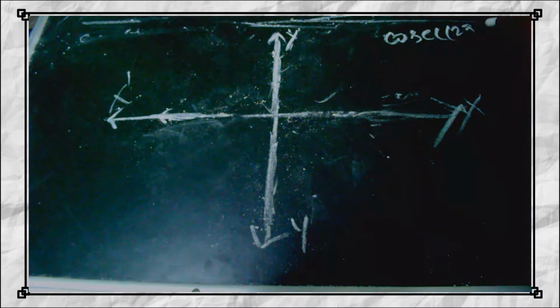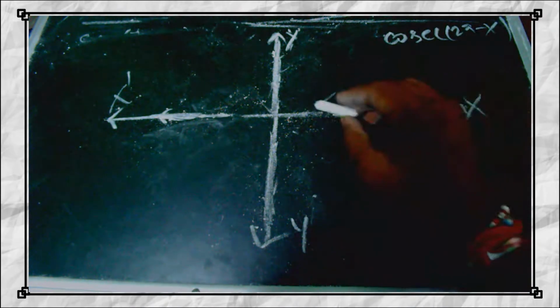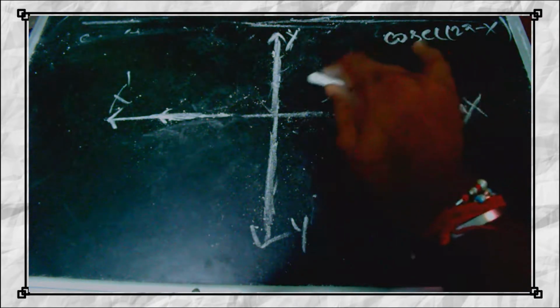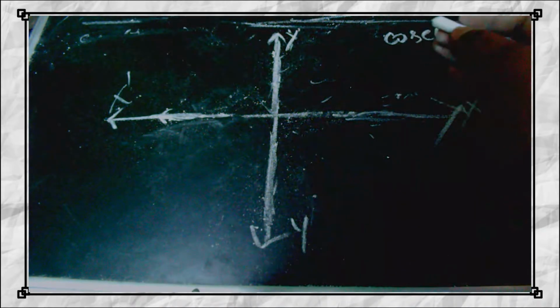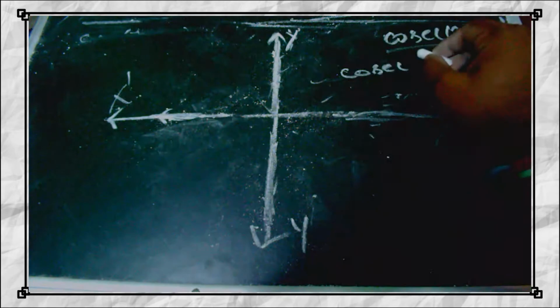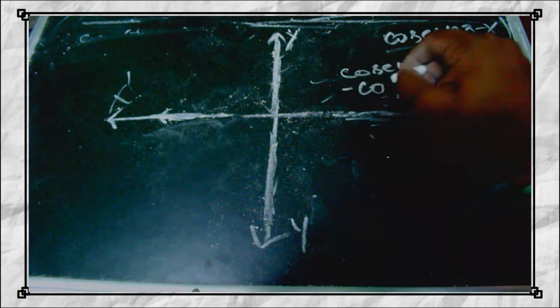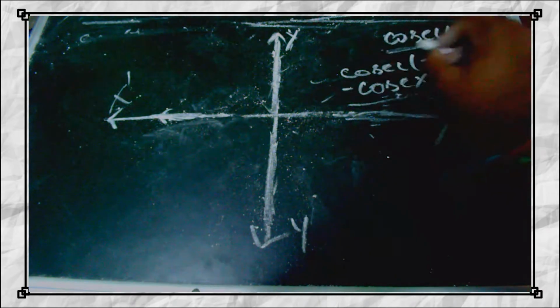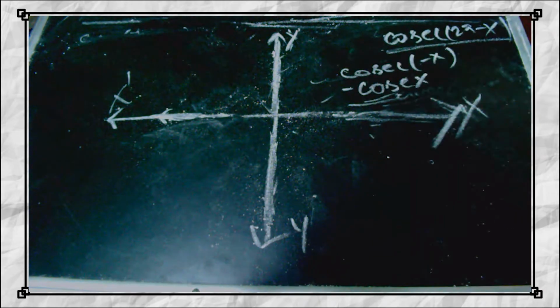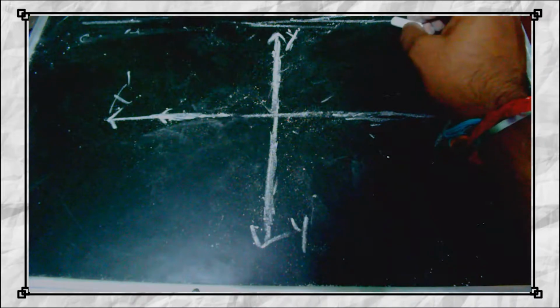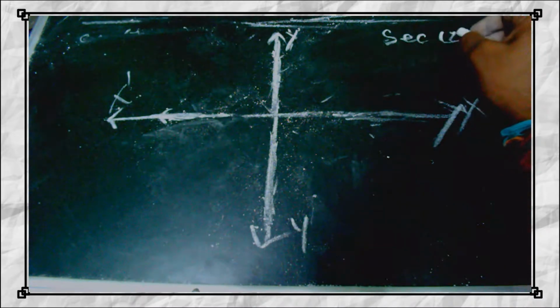Next value is our cosec of 2 pi minus x. 2 pi is here and minus x is somewhere in the first quadrant where all the ratios are positive and the ratio cosec will not change, so it will be cosec and the value of angle will be minus x. Cosec of minus x is minus cosec x, so the value of cosec of 2 pi minus x is minus cosec x.